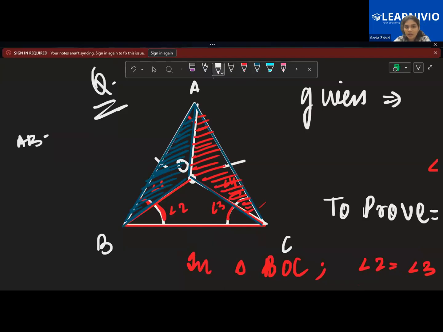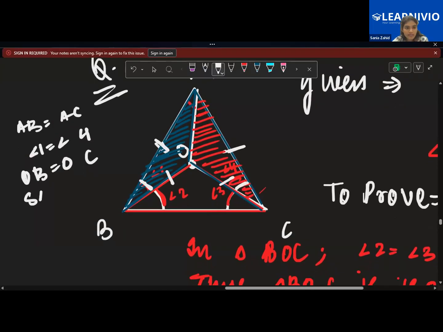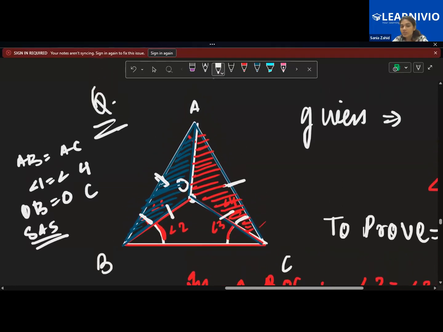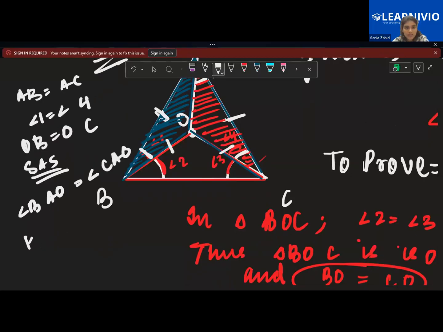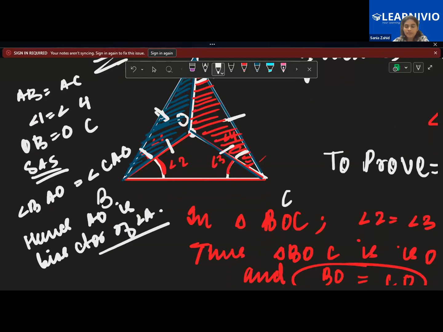I have AB and AC equal. This line is equal to this line. Angle 1 is equal to angle 4. Then I also have OB and OC equal, which I just proved. So by which congruency are they congruent? By SAS congruency. Triangle AOB is congruent to triangle AOC, and thus this angle is equal to this angle. Then you will say angle BAO is equal to angle CAO. Hence, AO is the bisector of angle A. Okay.